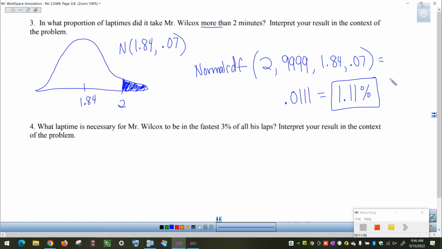So this one is now asking, what lap time is necessary for Mr. Wilcox to be in the fastest 3% of all his laps? This is kind of like some of those questions we saw yesterday where we're going the other direction. We're given the percent of values. We're told the area of the shaded region. We're going to work backwards and try to figure out what speed produced that.